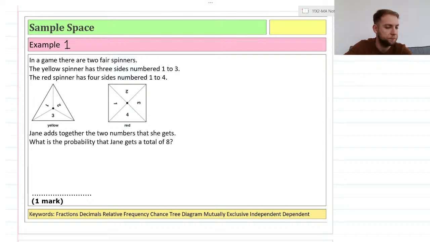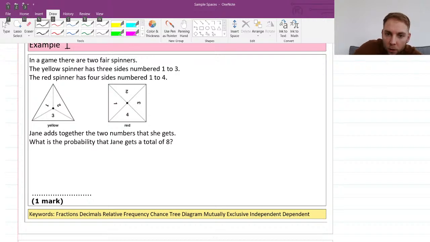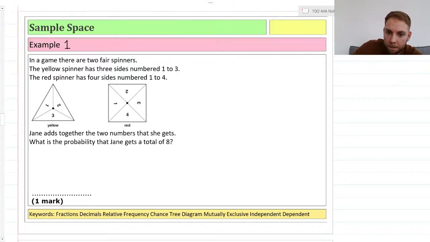Okay, I'm going to go through this one. So here we've got 2 spinners, a yellow spinner and a red spinner. You can't see that they're yellow and red, but they're yellow and red spinners. One is numbered 1 to 4, like so. So we're going to write down here 1, 2, 3, and 4. And then down here it's 1, 2, and 3.